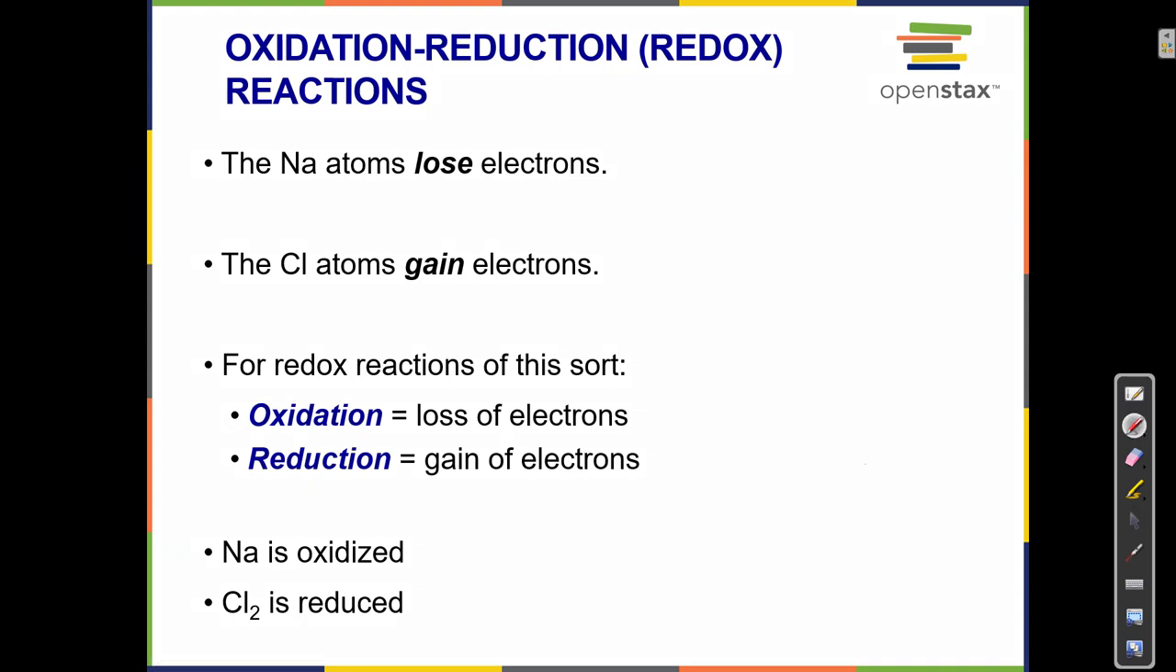So it's important to remember what happens when we're talking about reduction and oxidation. You can use a mnemonic device: OIL RIG. Oxidation is loss of electrons. When something loses electrons, that thing has become oxidized. Reduction is gain of electrons. So OIL RIG will help you remember when something is either oxidized, it loses an electron, or reduced, it gains an electron.